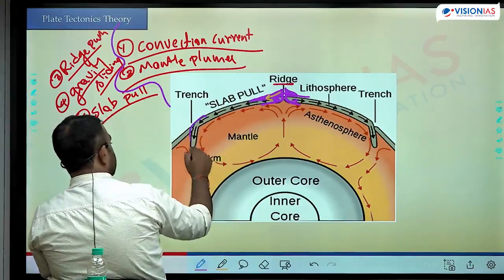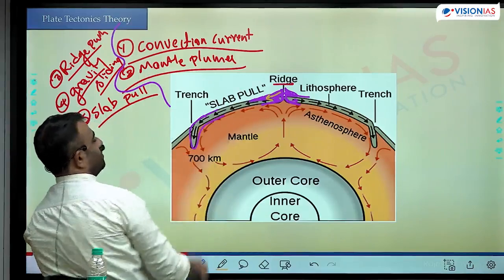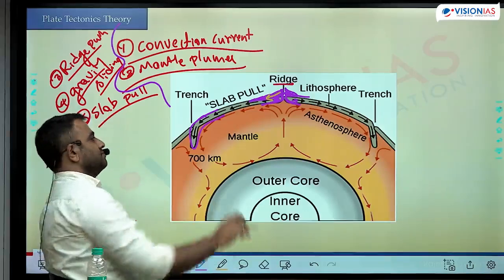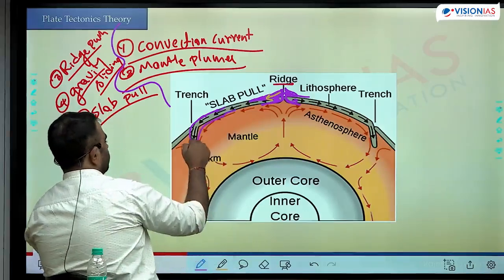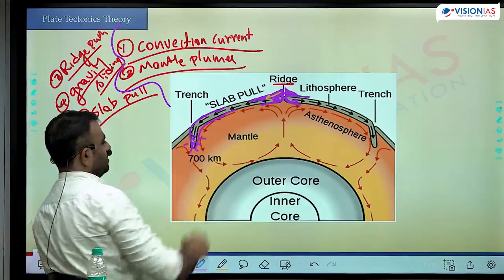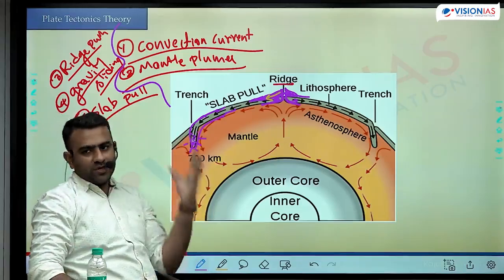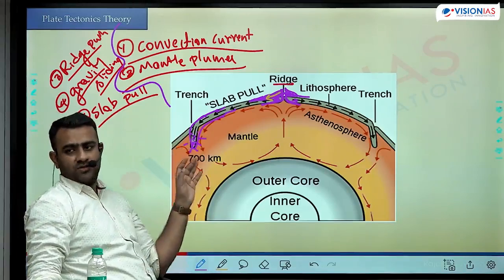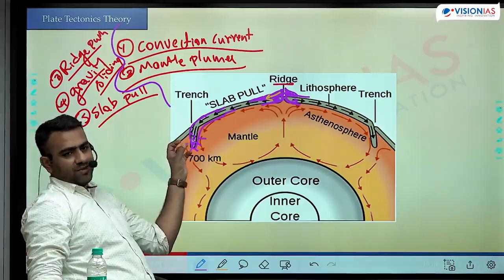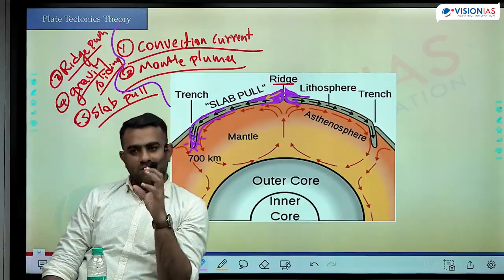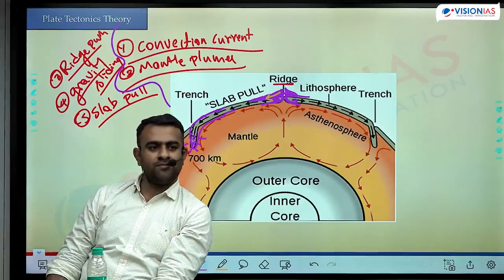Near the trenches, slab pull. What is a slab pull? As the subducting plate melts, it gets assimilated into the mantle. It will completely melt and merge into the mantle. It happens at a very low depth. It merges far below. But as this melting is happening, it will make the plate a little bit soft. It will make it fluid.